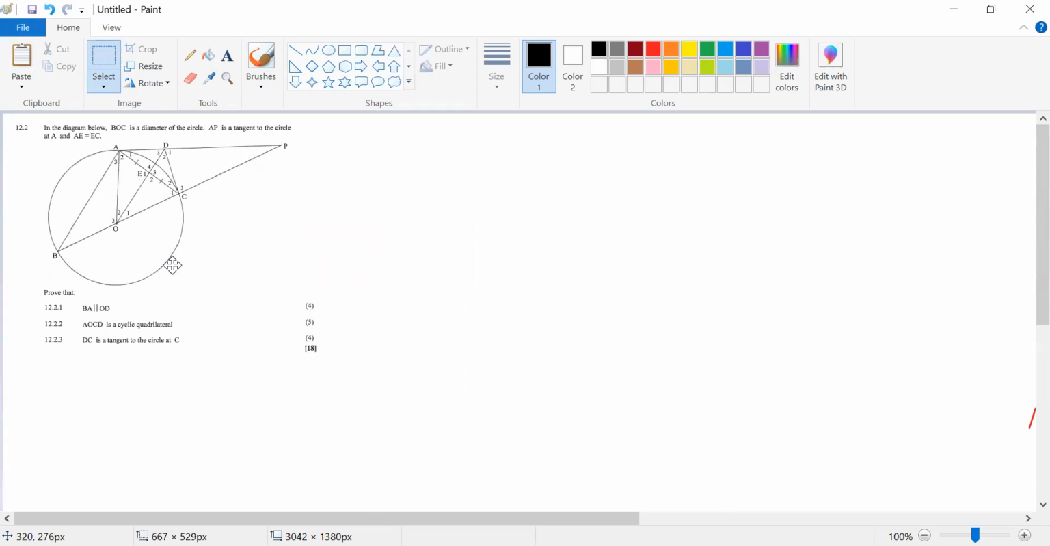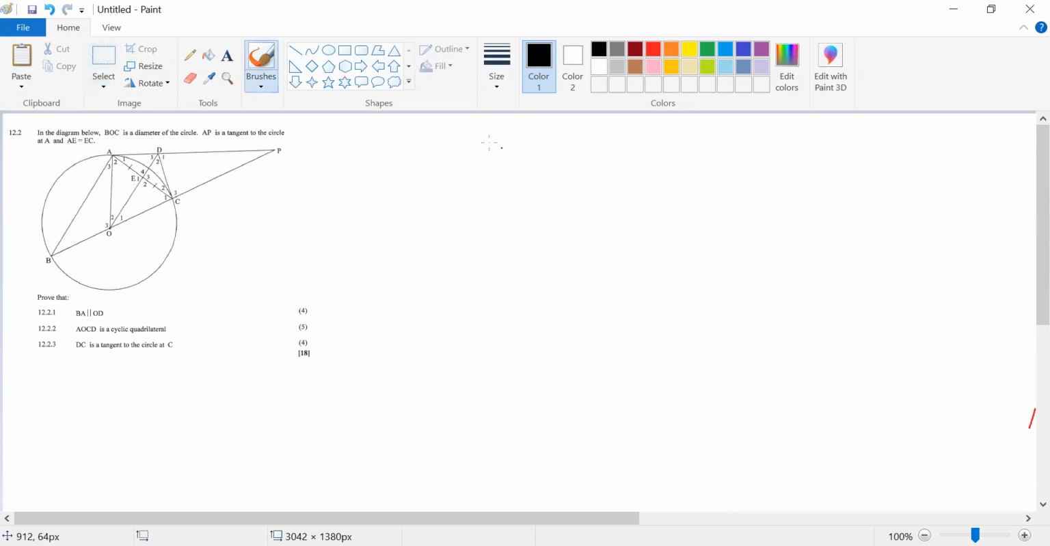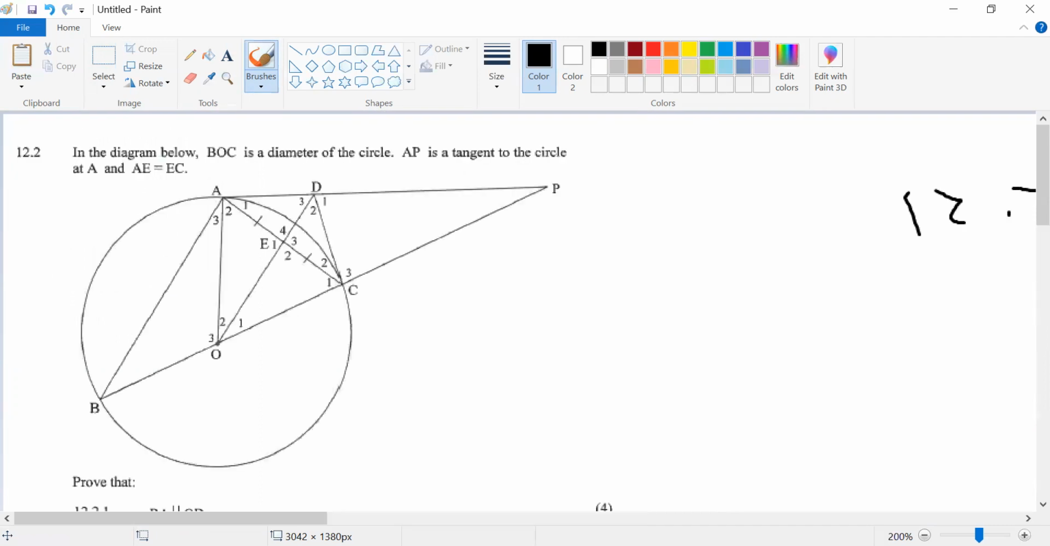All right, so now that we know that, let's look at the 12.2.2. These are the harder type questions where you have to prove that something's a cyclic quad. So for AOCD, we need to prove that it's a cyclic quadrilateral. So let's first identify where AOCD is. We have it right here, AOCD, and we have to prove that that is a cyclic quadrilateral.